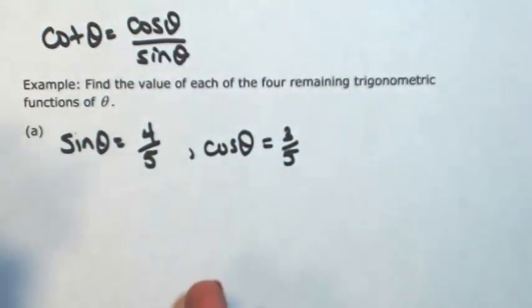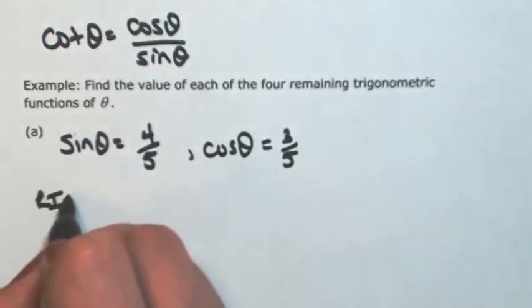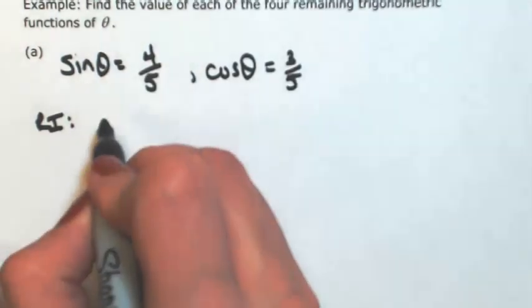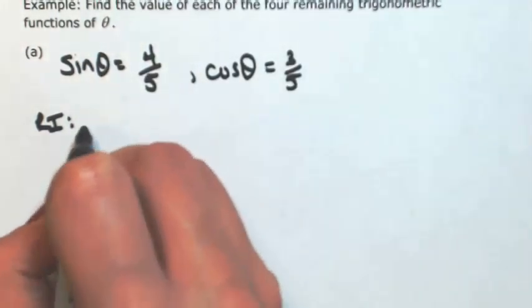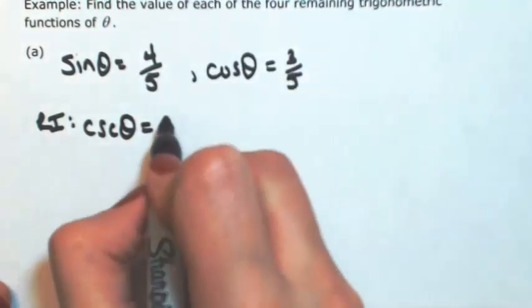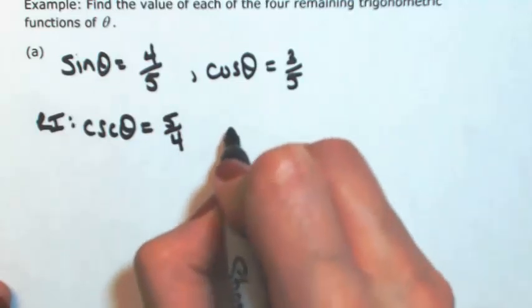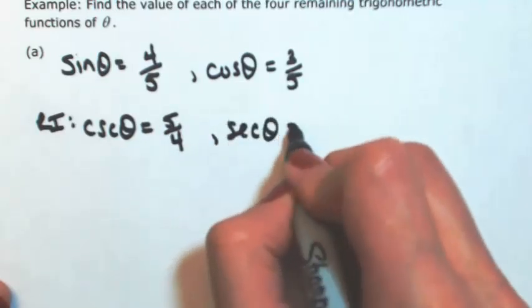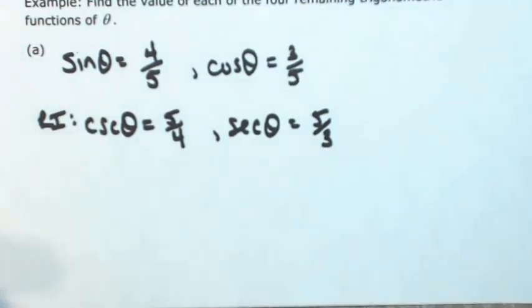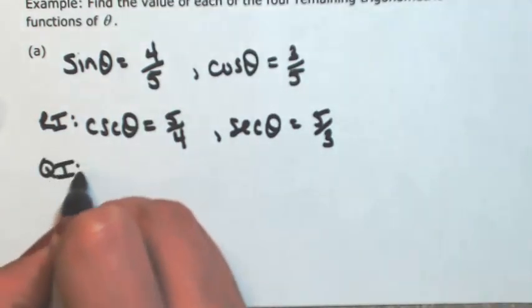So anytime you're given a trig function, you immediately know its reciprocal. So using our reciprocal identities, let's abbreviate that RI, we immediately know the cosecant of theta as being the reciprocal of sine, so 5/4. And we also know that the secant of theta will be the reciprocal of cosine, which is 5/3. Okay, so we've exhausted the reciprocal identities, so let's go with the quotient identities.